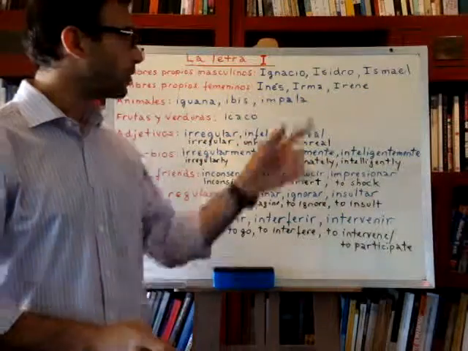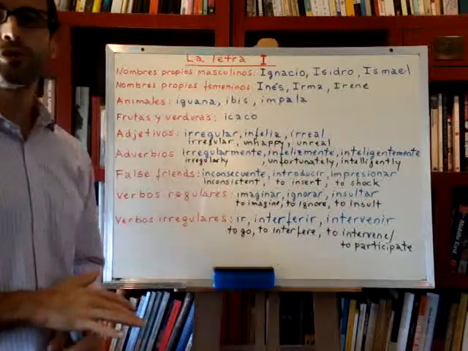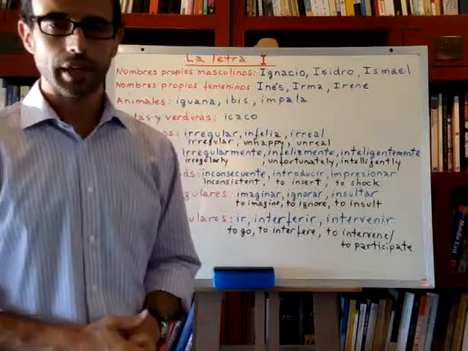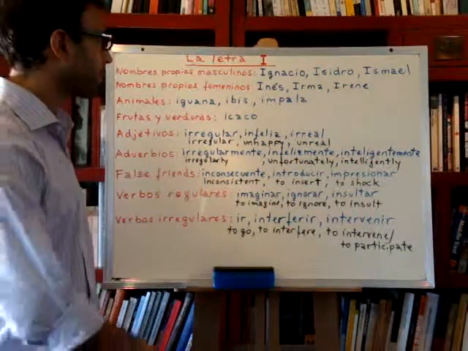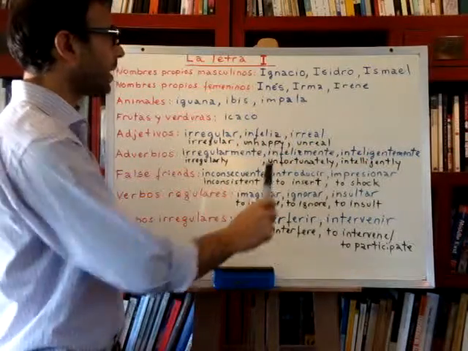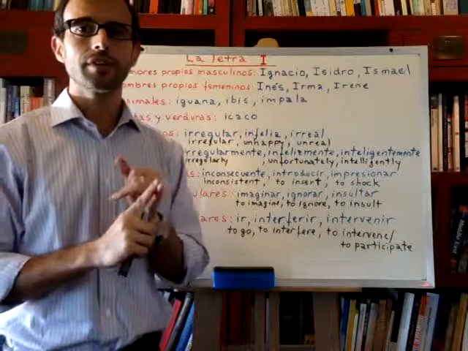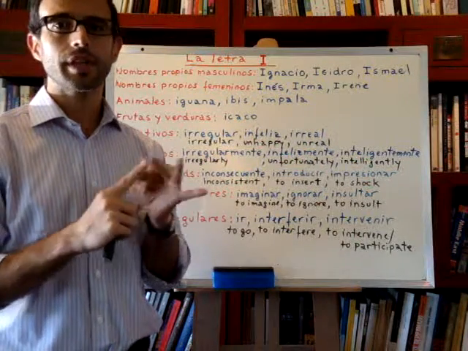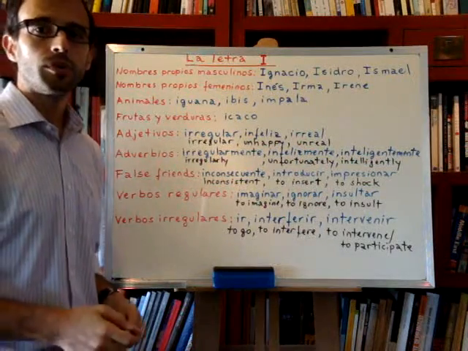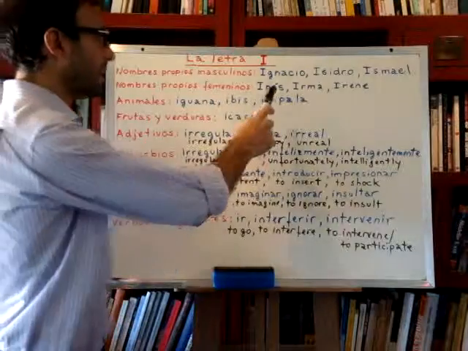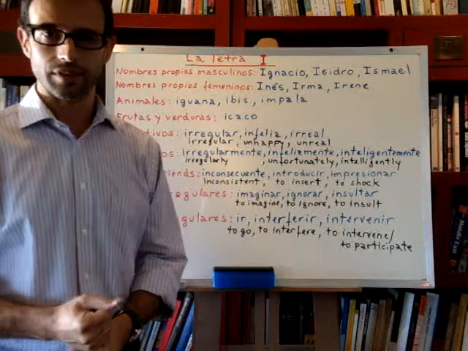El más común de los tres nombres es Ignacio. Ahora veremos nombres propios femeninos que comienzan con la letra I. Now we will see feminine given names that begin with the letter I. Inés, Irma, Irene. Inés, Irma, Irene. Okay? Of these three names, the most common is Inés. De estos tres nombres, el más común es Inés.